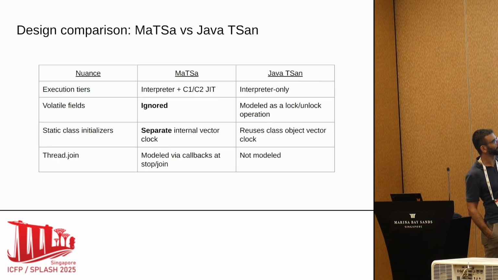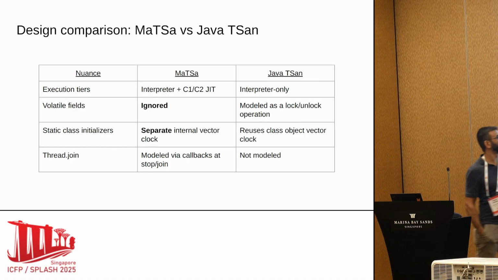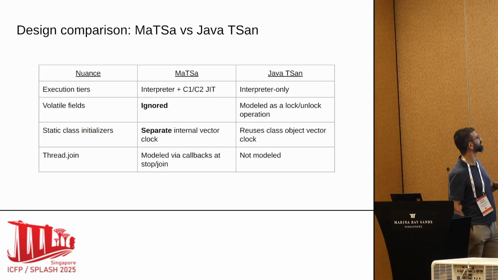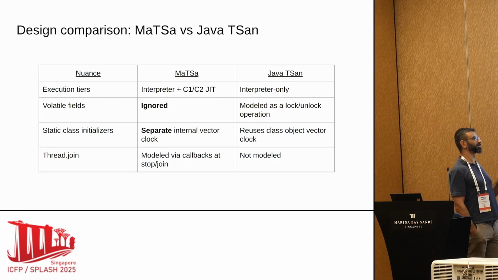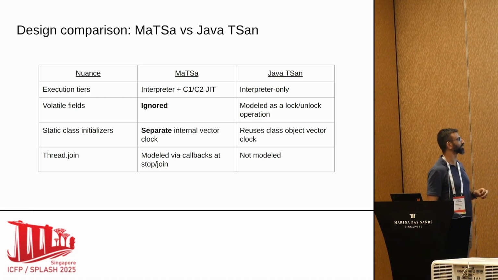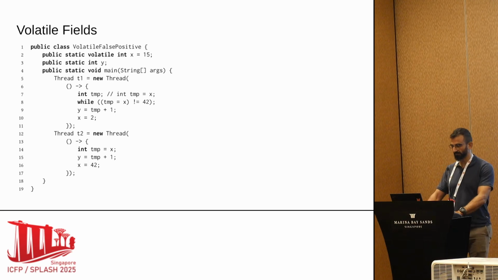Okay, so to summarize all these differences between our tool and the state-of-the-art, we work with the full stack, interpreter plus Hotspot JIT compiler. We ignore synchronization that happens in volatile fields, and I'm going to explain this in a bit, instead of modeling them as synchronization. We found some issues with the Java memory model and how you treat static initializers, and I'm going to try to tell you very fast how this is more correct. And we have some differences in how we handle thread join.